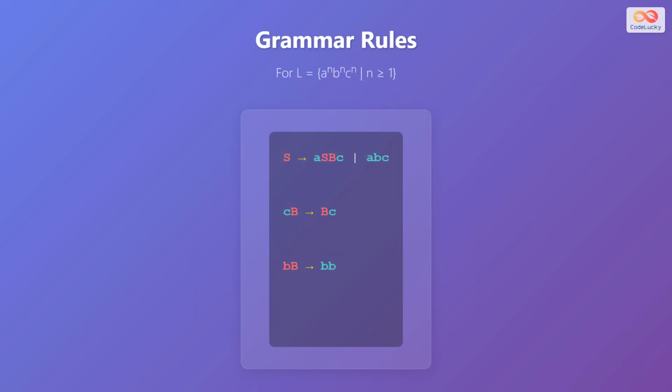Here are the grammar rules for the language L, where L equals the set of A to the power n, B to the power n, C to the power n, such that n is greater than or equal to 1. The production rules are as follows. S produces A S B C or A B C. CB produces B C. BB produces BB.